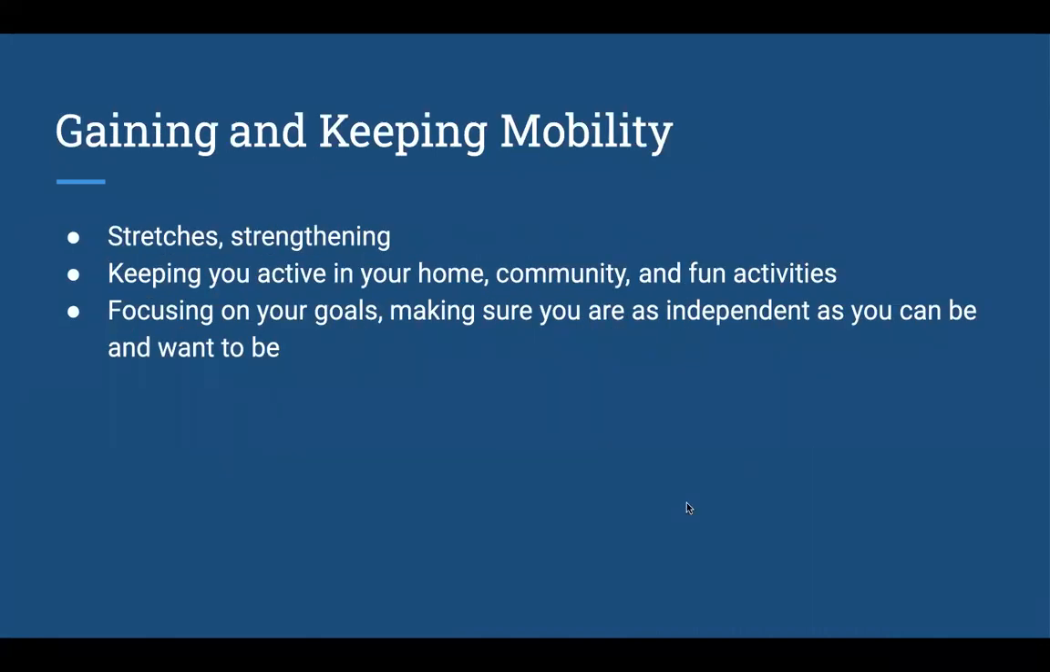When we look more at the physical therapy side of things, gaining and keeping mobility, some of it can be pretty simple, just looking at things like stretches and strengthening. Gaining and keeping mobility can mean staying active in your home, in your community, doing fun activities that bring you joy, that you enjoy doing. This can also mean focusing on your goals and making sure that you are as independent as you can be and as you want to be.